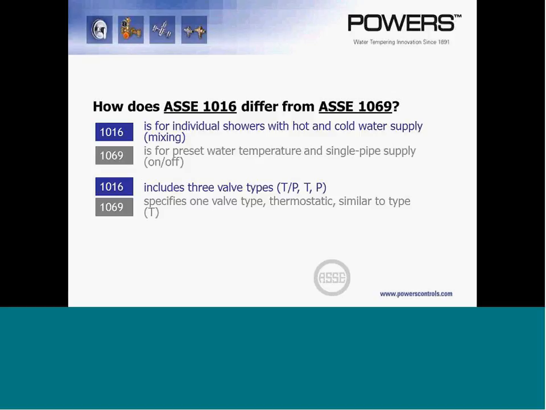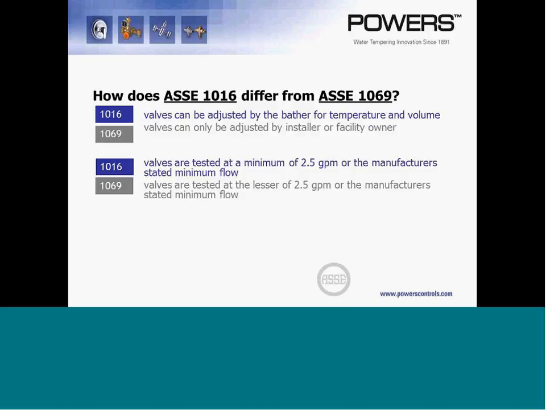Okay, well, 1016, again, is for individual showers with hot and cold water supply, and 1069, again, is for preset water temperature or single pipe supply. And ASSE 1016 allows you 3 different types of valves, TP, T, and P, and essentially 1069 is just focused on one type, which is very similar to a type T valve. A little bit more on the 1016: valves can be adjusted by the bather for temperature and volume, and with the 1069 valve, again, it's adjusted by the installer or the facility owner. For 1016, the valves are tested to a minimum 2.5 or the manufacturer's stated minimum flow, and actually that's the same as the 1069. So in that way, they're actually alike.